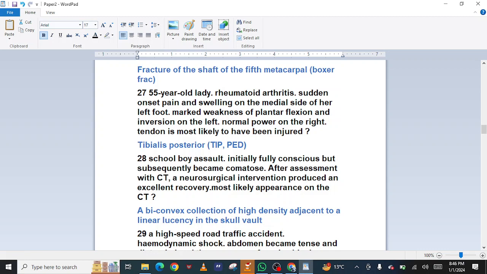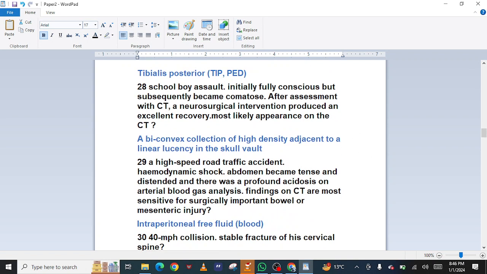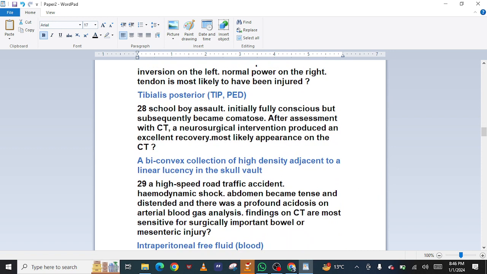A neurosurgical intervention produced an excellent recovery. Most likely appearance on the CT: a biconvex collection of high density adjacent to a linear lucency in the skull vault.